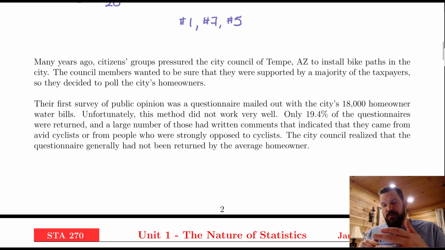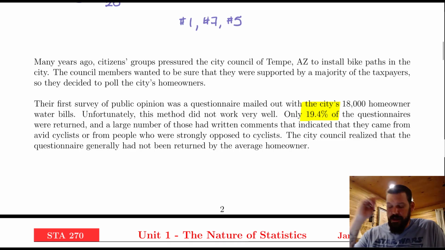Well, what they found was that the 18,000 surveys that they sent out, only 19.4% of those surveys were returned. I know if anybody's like me, if I get my water bill, I'm already aggravated because I got to pay money to somebody. Two, if I see a survey on it, if that survey does not interest me, I'm just going to throw it away. And that's what they found in Tempe, Arizona when they did this. 19.4% of the questionnaires made their way back to the city council.